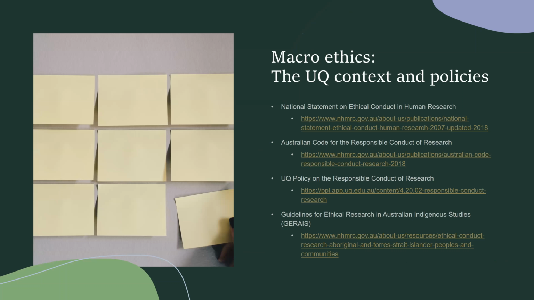In terms of the UQ context, I also wanted to share with you some policies that are significant for us to have handy and to be aware of. There's the National Statement, there's the Australian Code for the Responsible Conduct of Research, there's a UQ policy on the responsible conduct of research, and then there are the GERA's guidelines for working with Aboriginal and Torres Strait Islander people, which comes out of the Australian Institute for Aboriginal and Torres Strait Islander Studies. So they're 4 key documents, which I think are really helpful and obviously essential for us when we're applying for ethics.